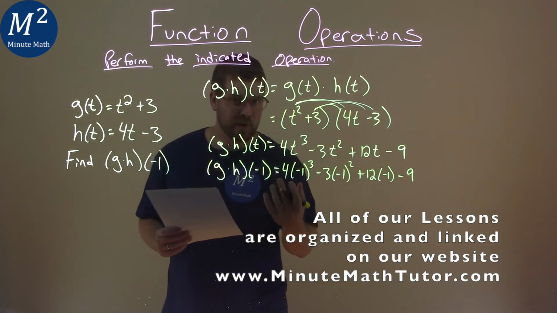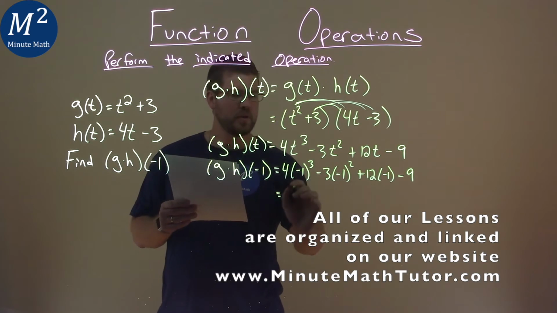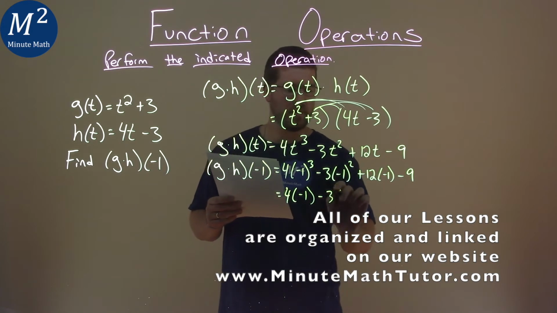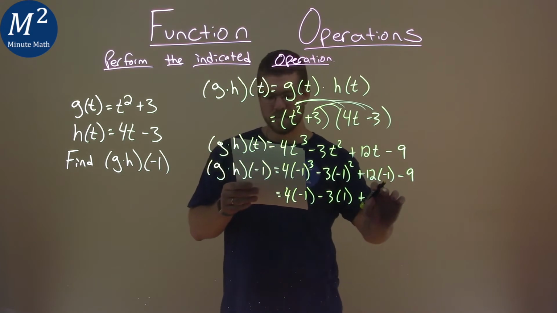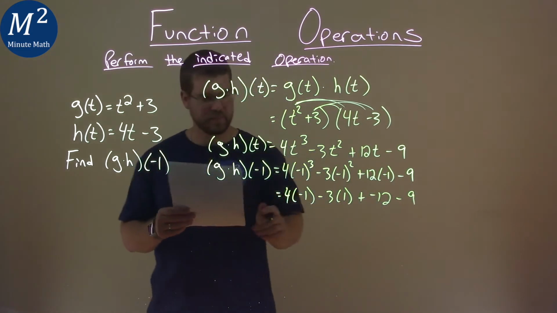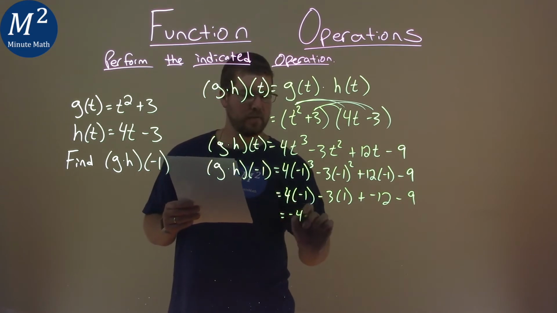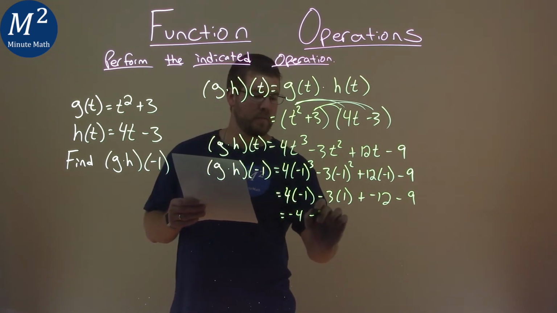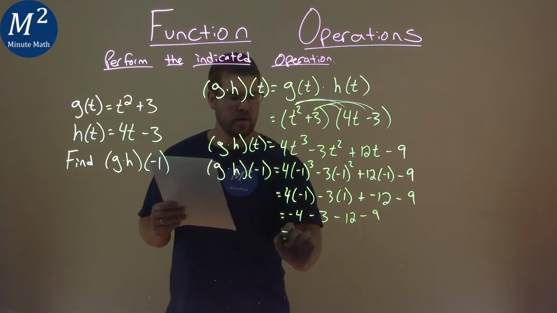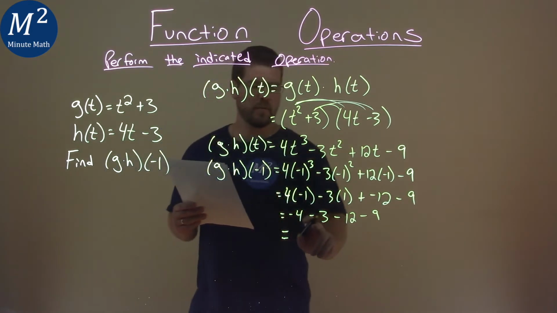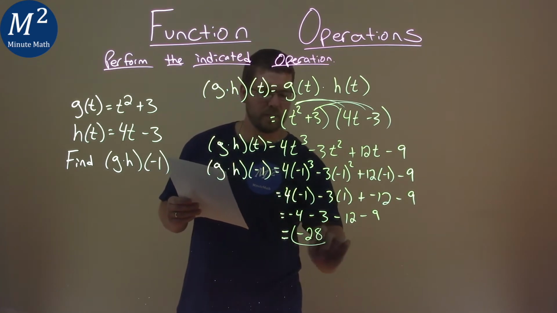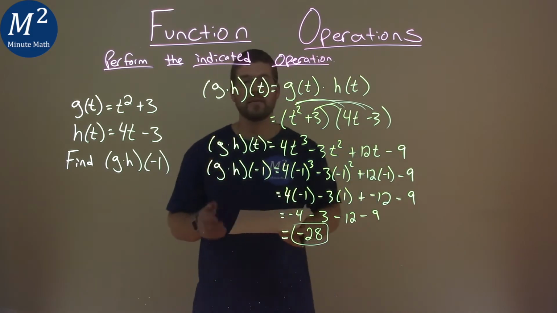Then from here, we're going to simplify. Negative 1 to the third power is still a negative 1. Negative 1 squared is a positive 1. 12 times negative 1 is, well, negative 12. And then we have a minus 9 here. Alright, keep going down. 4 times negative 1 is negative 4. 3 times 1 is 3, so we have a minus 3 here. Plus a negative 12 is like a minus 12, and then a minus 9. If we combine all this, negative 4 minus 3 minus 12 minus 9 comes out to be negative 28. And so our final answer here is negative 28.